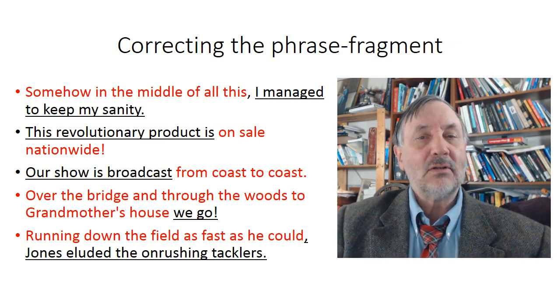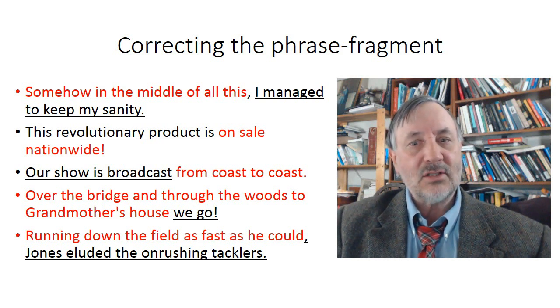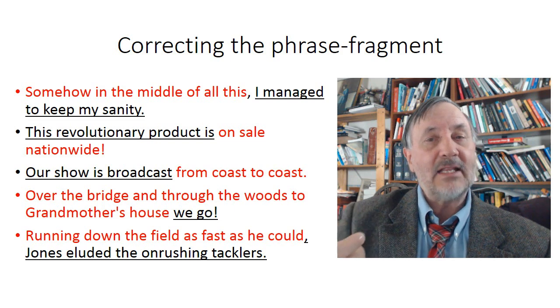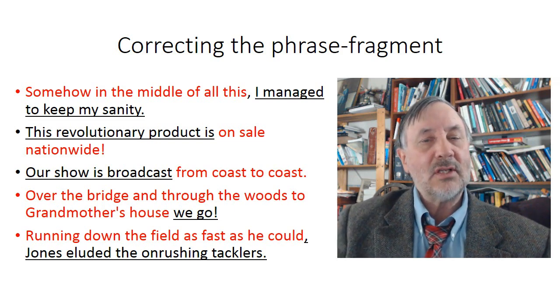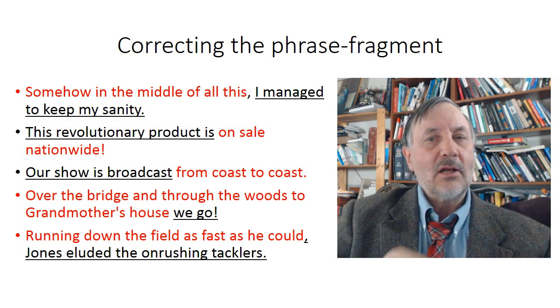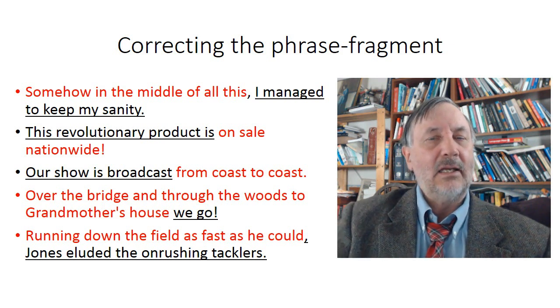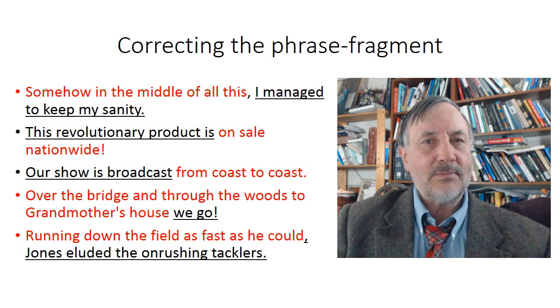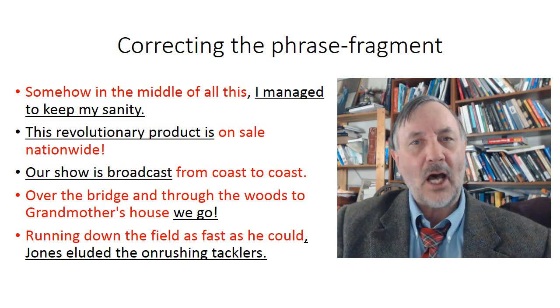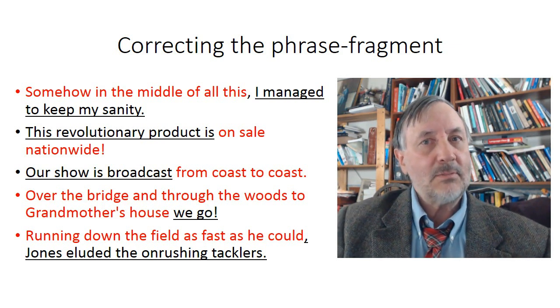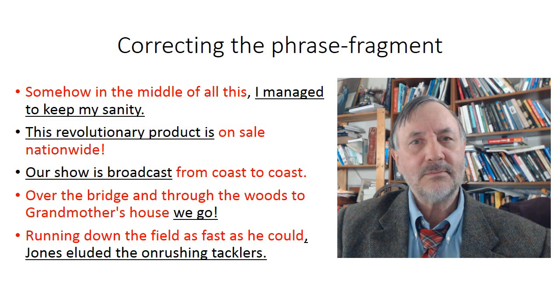And running down the field as fast as he could, Jones eluded the onrushing tacklers. So that is a complete sentence now because we've added the independent clause, Jones eluded the onrushing tacklers. So correcting the phrase fragment is sometimes just as simple as adding an independent clause to the phrase and completing the thought, as well as supplying the necessary subject, predicate, and independent clause.